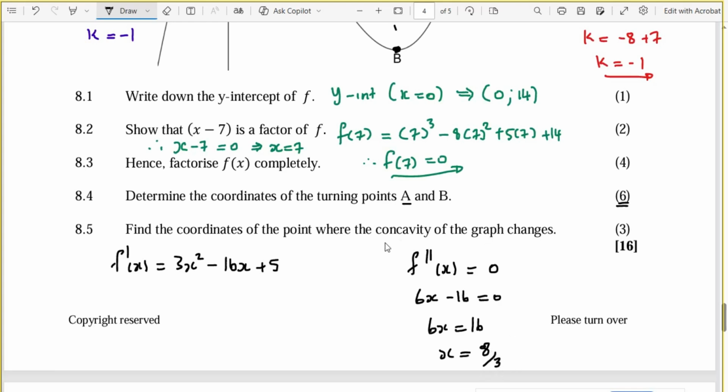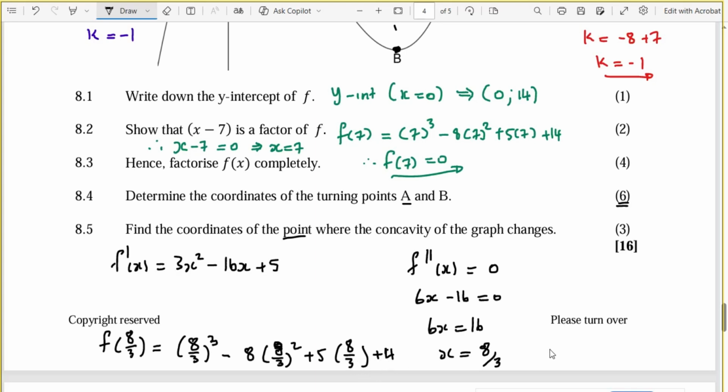The question said, find the point. We have the x, we need to find the corresponding y. We have to use the original equation to find the corresponding y value. So this will be 8 over 3 to the power 3, then minus 8 x squared, then we add 5 into 8 over 3, then we add 40. That's going to give us negative 286 over 27.